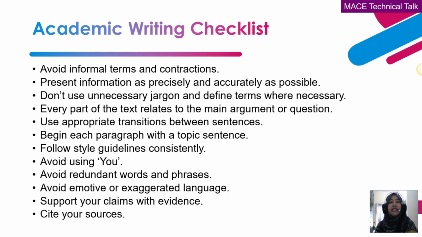Here is the academic writing checklist. This is just a guideline for you to write a good article, okay, with a good writing technique. Avoid informal terms and contractions. Present information as precisely and accurately as possible. Do not use unnecessary jargon and define terms where necessary. Every part of the text relates to the main argument or question. Use appropriate transition between sentences. Begin each paragraph with a topic sentence. Follow style guidelines consistently. Avoid using you. Avoid redundant words and phrases. Avoid emotive or exaggerated language. Support your claims with evidence. And lastly, the most important thing is to cite your sources.